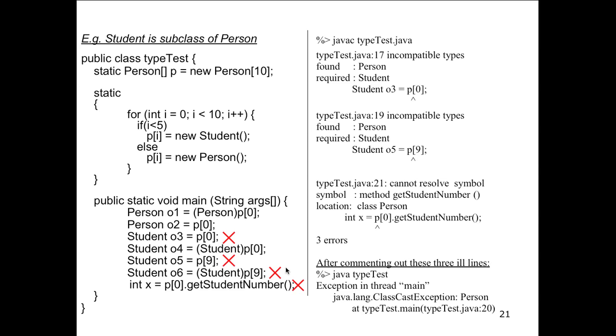So here we go. We have some more examples here. We have a test. So the student is a subclass of person.